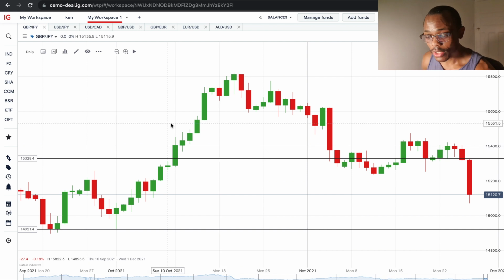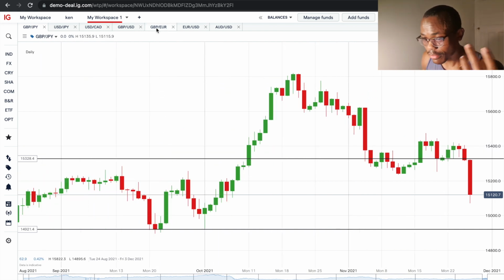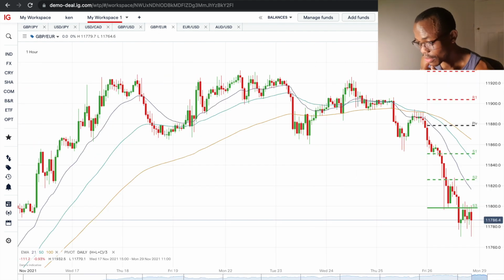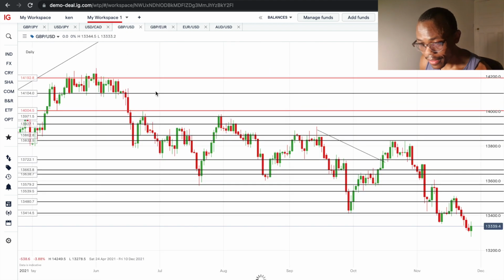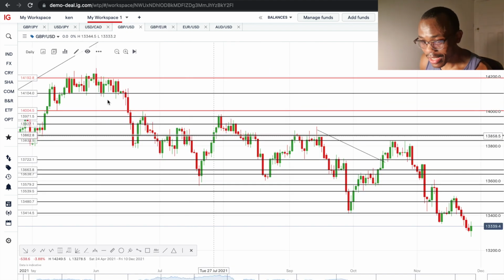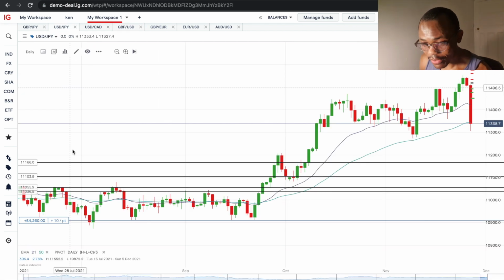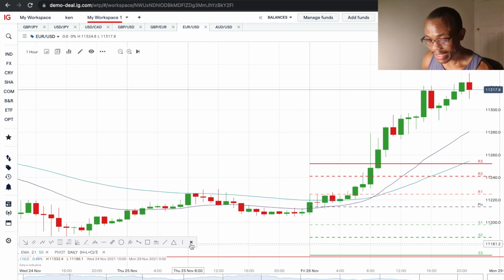So you come to your chart. This is GBP JPY. It can be any, honestly, it can be GBP Euro, for example. The markets are closed now, so we don't need that, to be honest. You can see my chart is all drawn up. It can be USD JPY, one of my favorites. It can be Euro USD, another really good one. You see the trend has been going on quite well. Let's actually use this particular one to try and determine the trend.